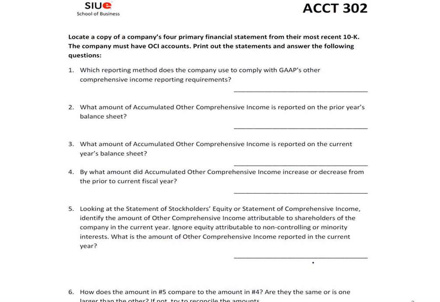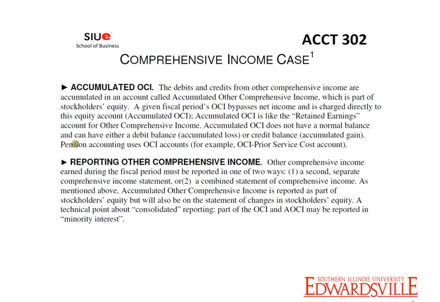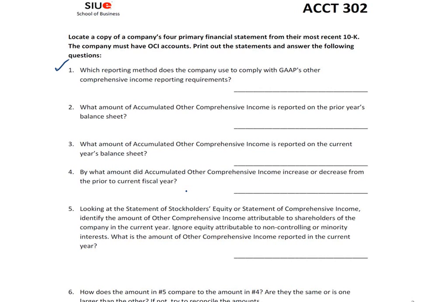Okay, so moving along, here are these questions. This first question is just going to ask you which reporting method. If you page up here, reporting other comprehensive income shows you the 2 ways to comply with GAAP. And by the way, this is brand new as of fiscal year 2013. So this is new reporting.